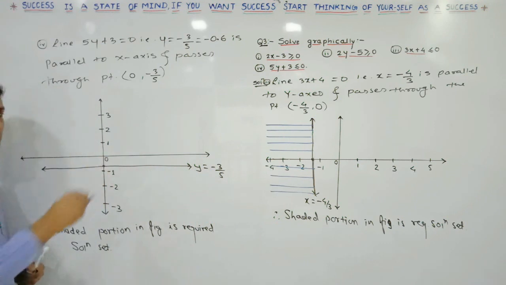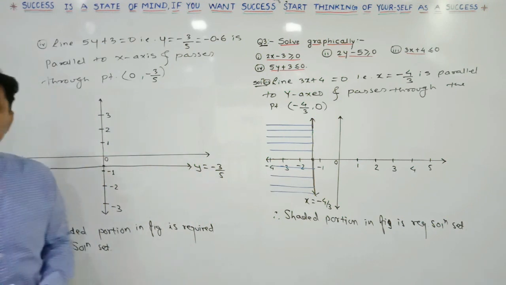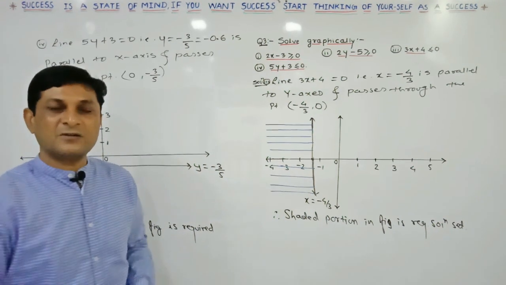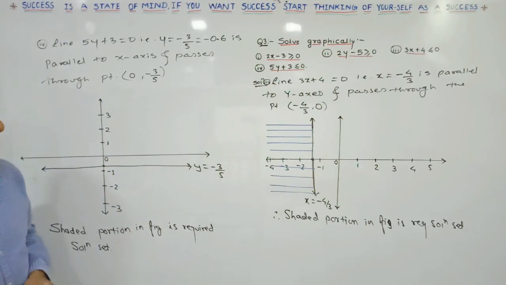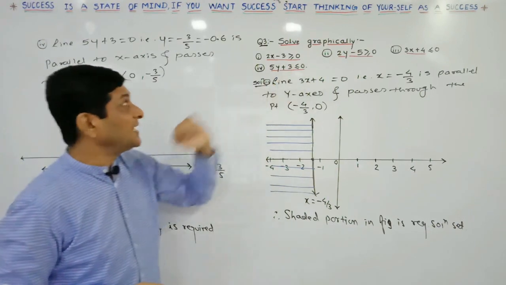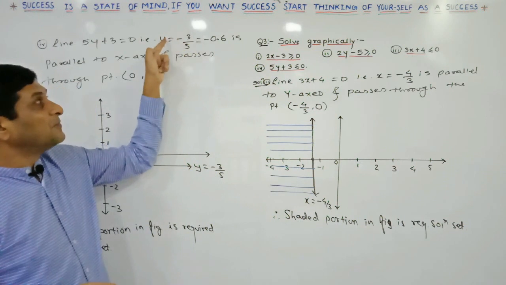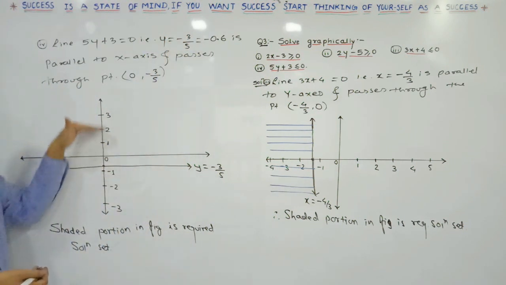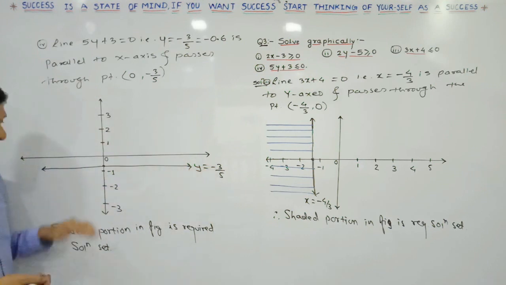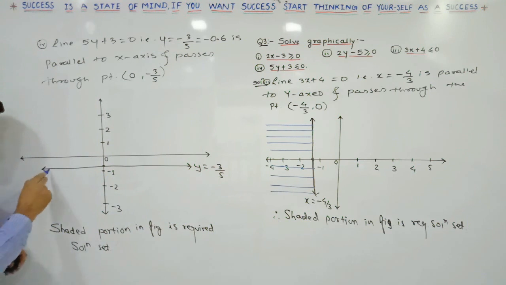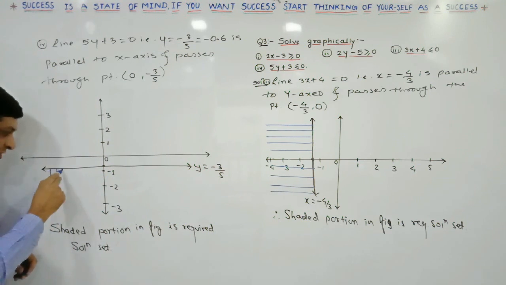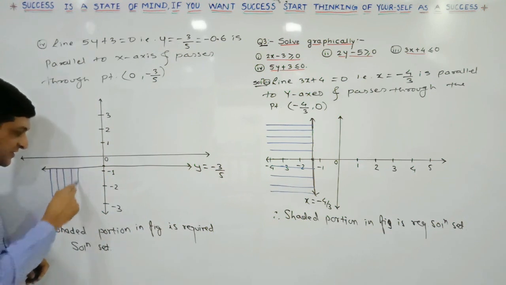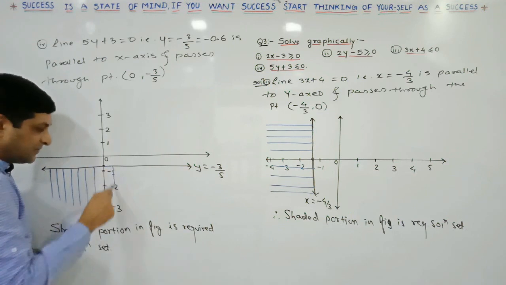Once the position of the line is known to us, using the inequality we are now trying to find our solution set. So observe here, the less than inequality is there, meaning y is less than -3/5. So on this side the values of y are what? Greater than -3/5, and on this side the values of y are less than -3/5. So that's why the shaded portion represents the solution set of the given expression.